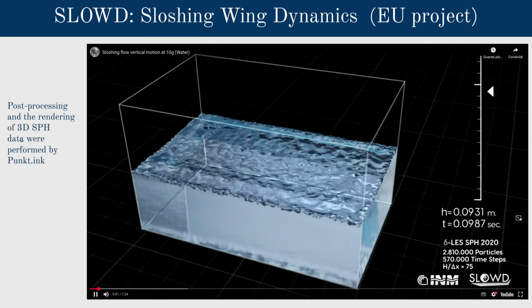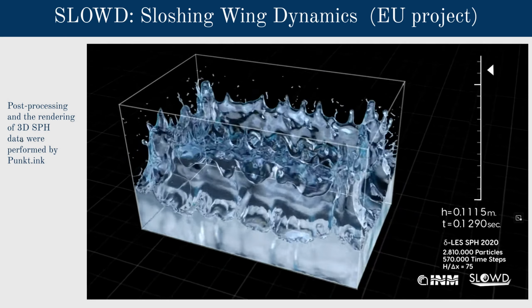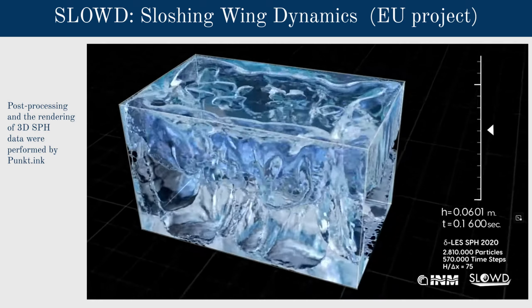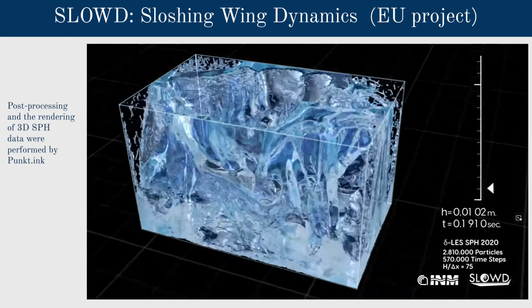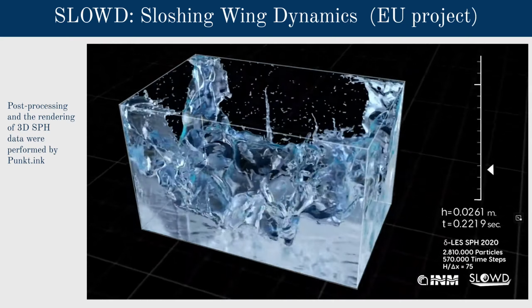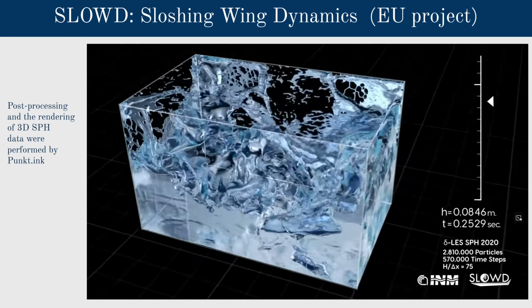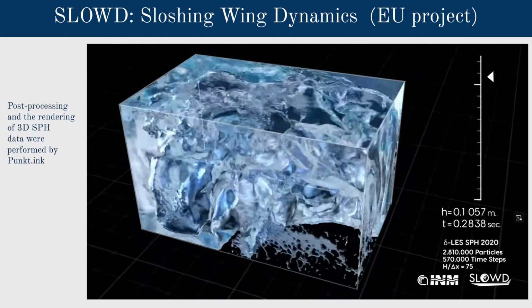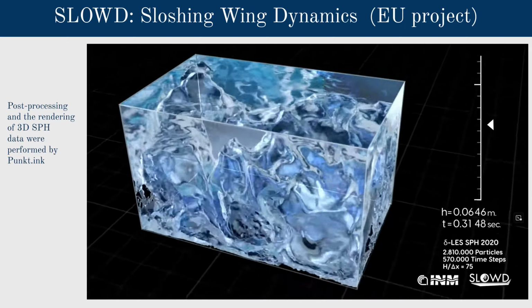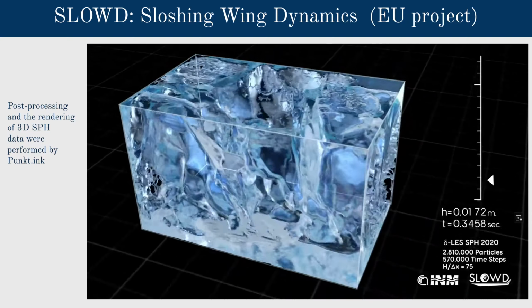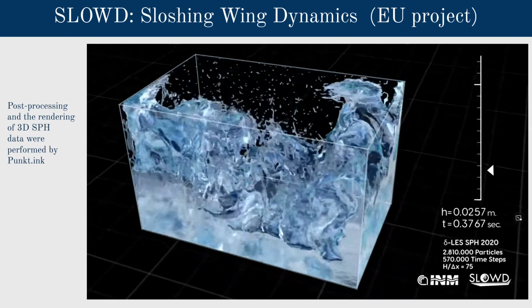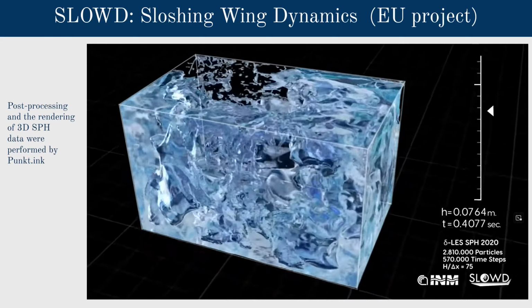This slide shows an animation of the simulation. We can observe the first liquid impact on the roof of the tank during the initial downward motion, followed by a highly violent sloshing regime, which we refer to as the shaking regime, characterized by intense sloshing dissipation.